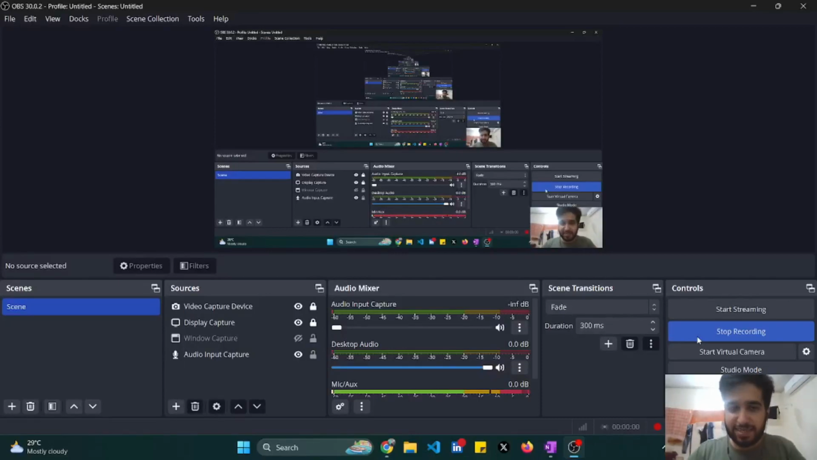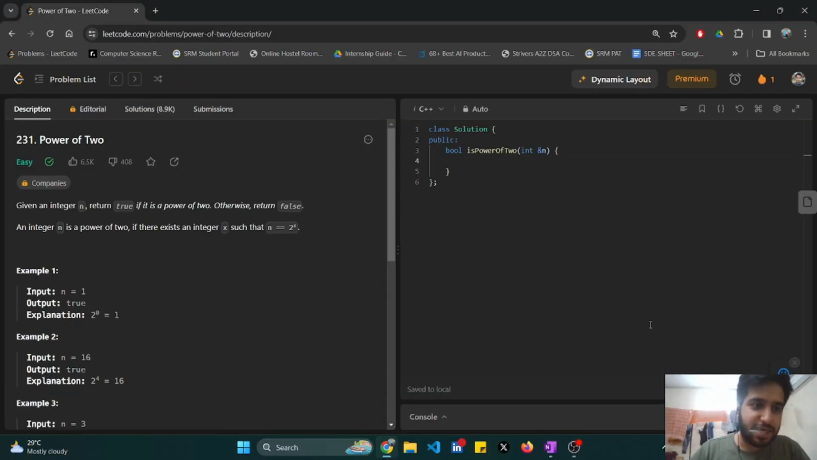So hello guys, today we are going to solve a good question that goes by the name of Power of 2. This is question number 231. It's an easy question, but we will see whether it is easy or not.